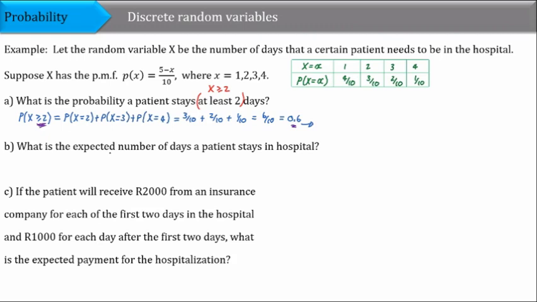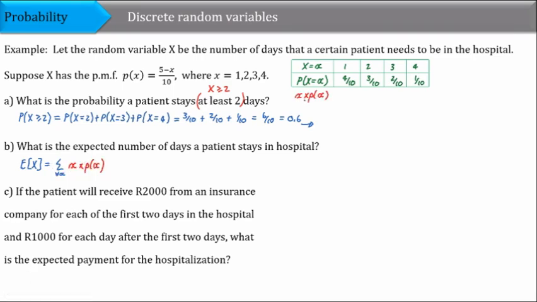Now the next question is, what is the expected number of days? So expectation, start by writing down the definition. The expected value of x will be each x times its probability, and once we've multiplied all the x's and their probabilities, we will add together all those products. Now we can do this fairly easily in our table.